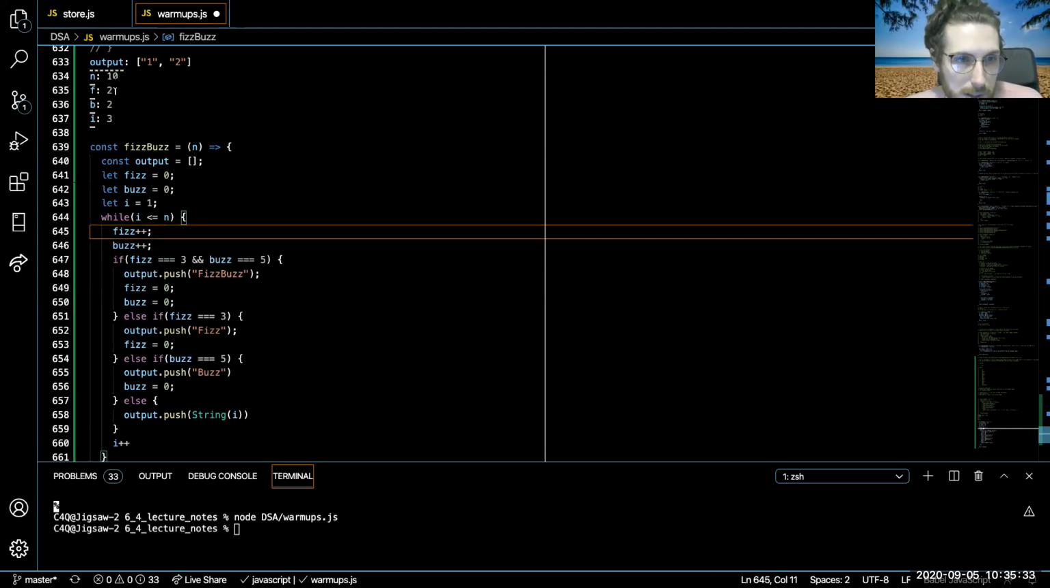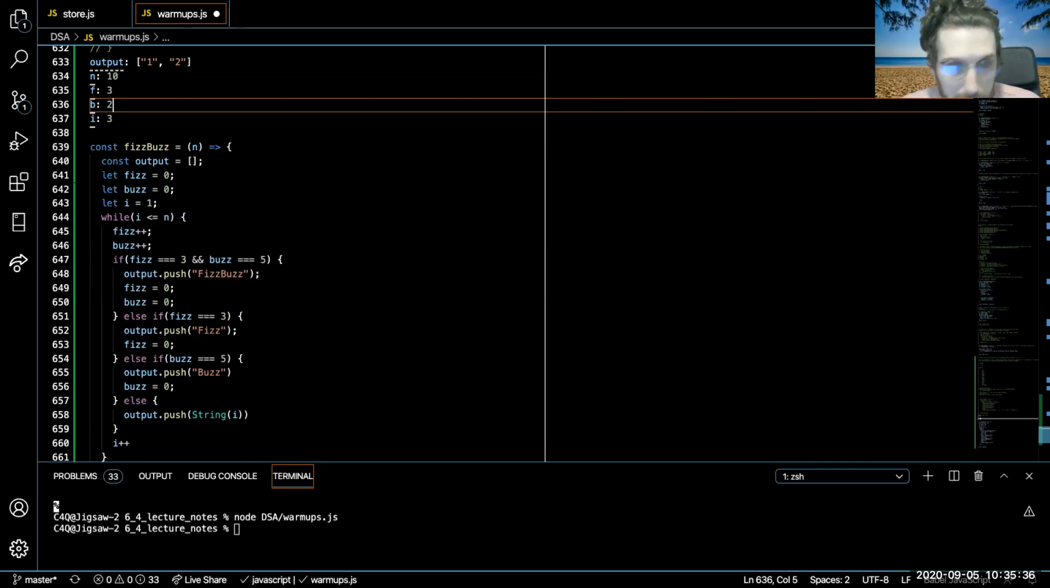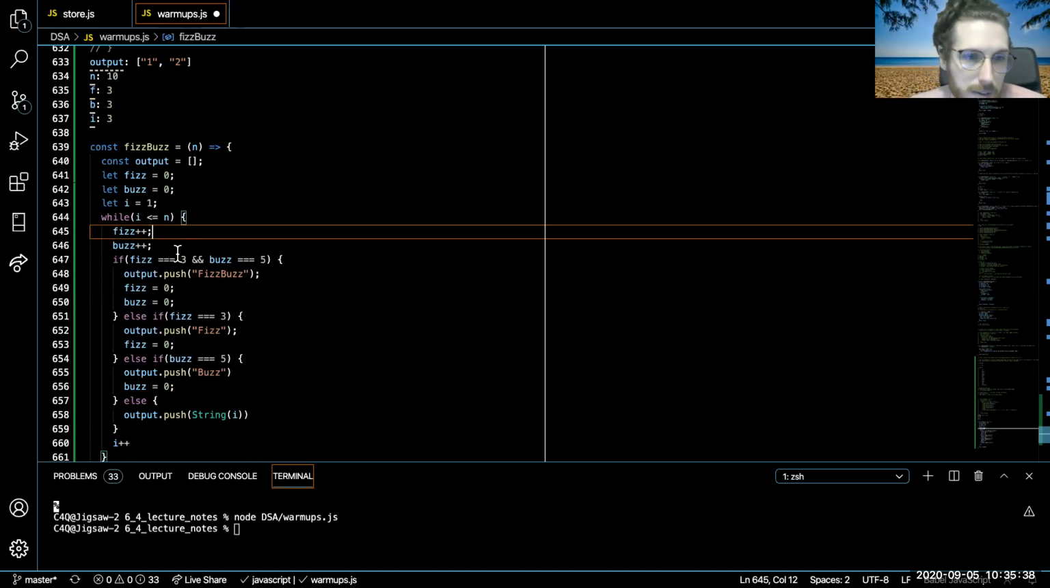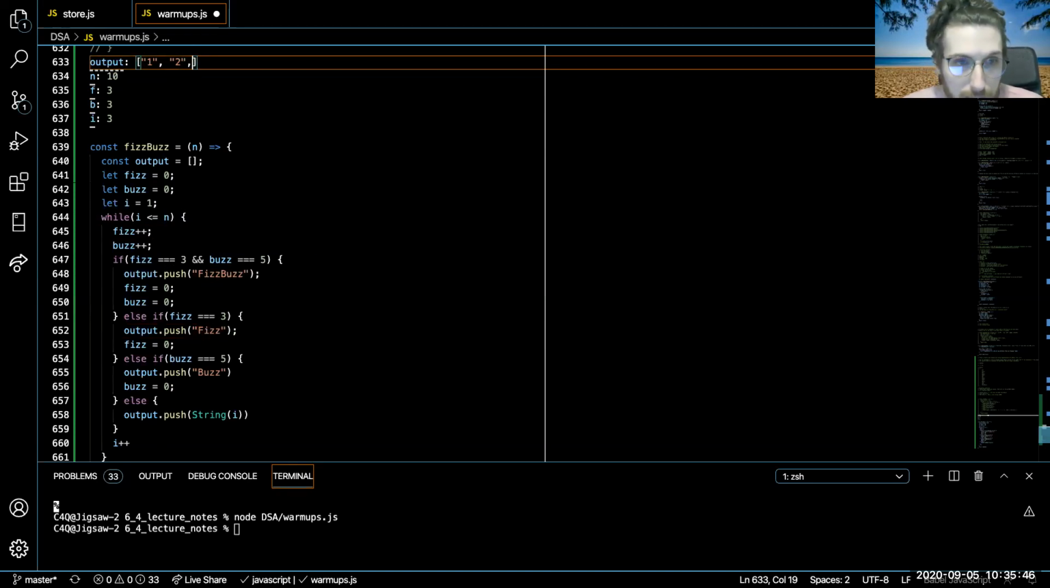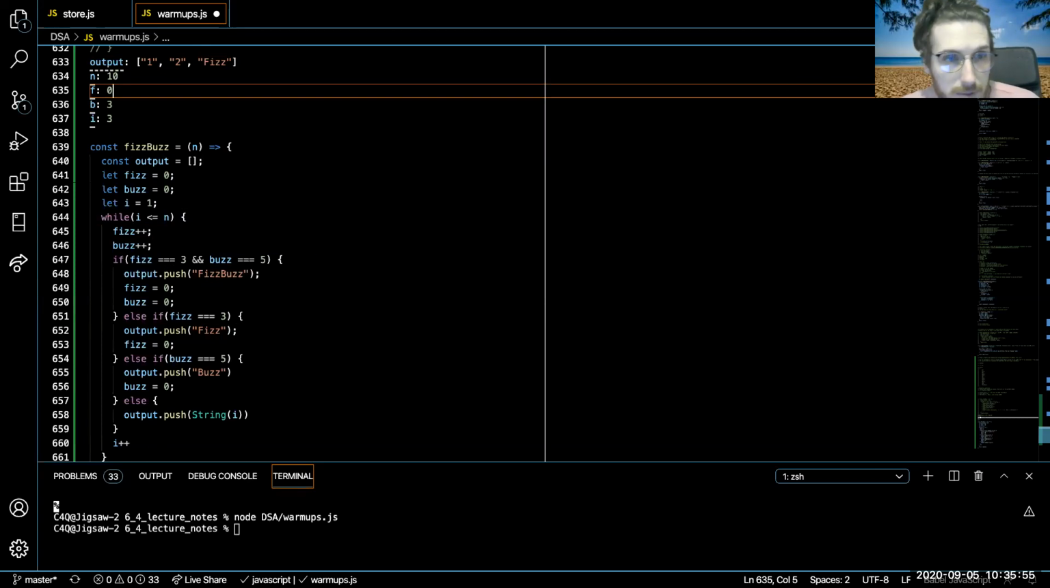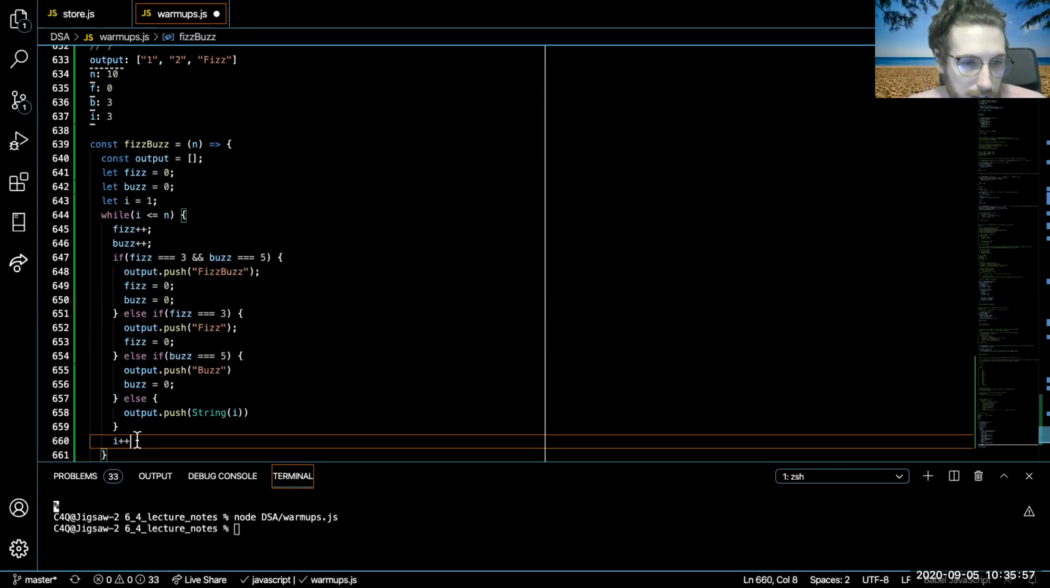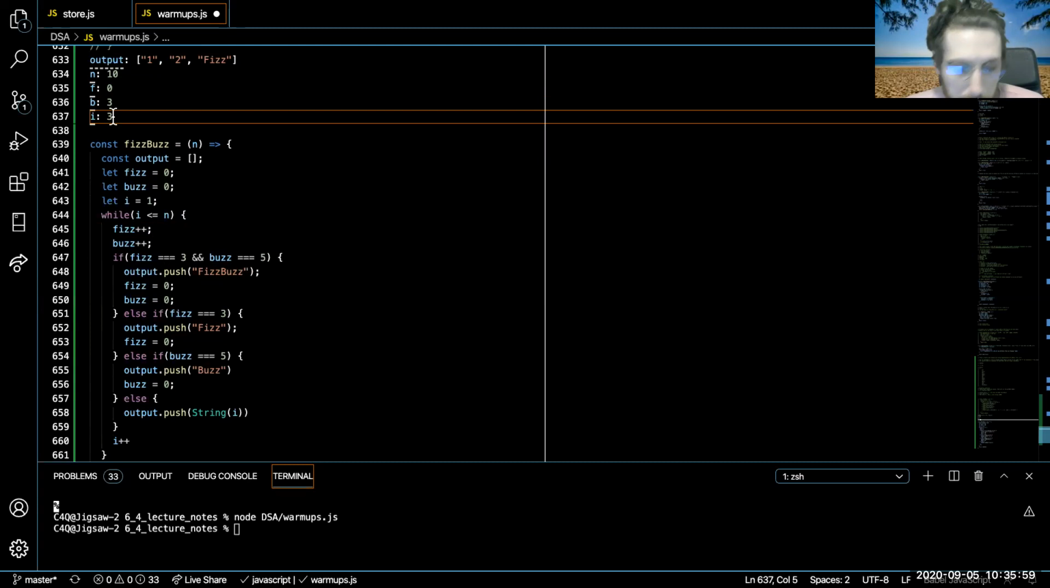So fizz increments to 3, buzz increments to 3. We check, is fizz equal to 3 and buzz equal to 5? No. Is fizz equal to 3? Yes. So fizz gets pushed into the array. Fizz gets reset to 0, and our i gets incremented by 1.